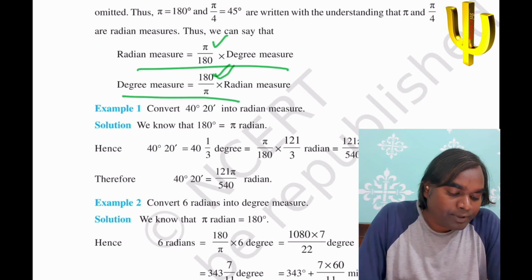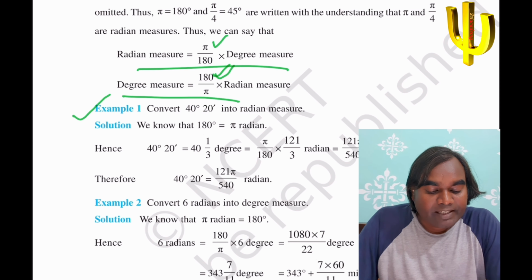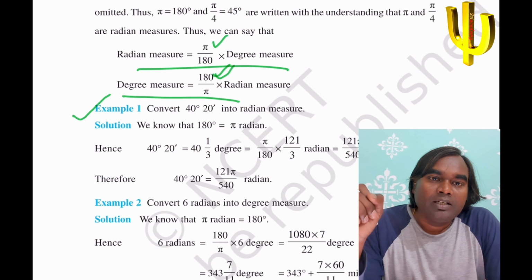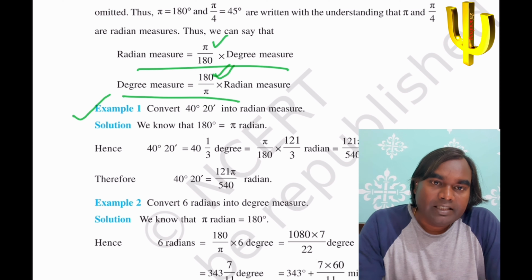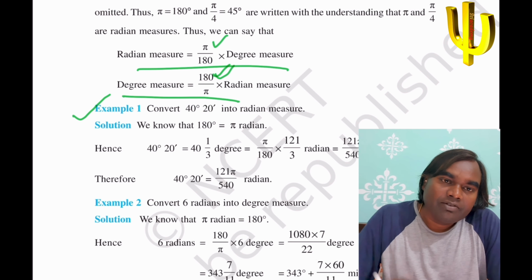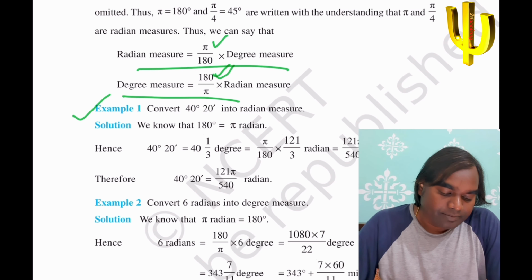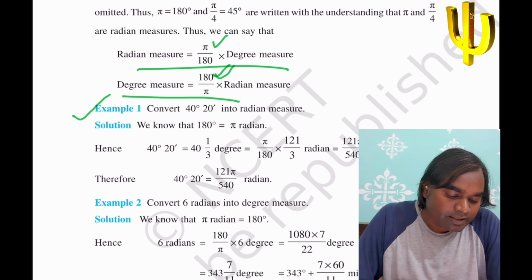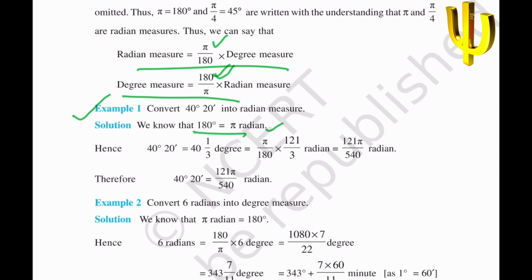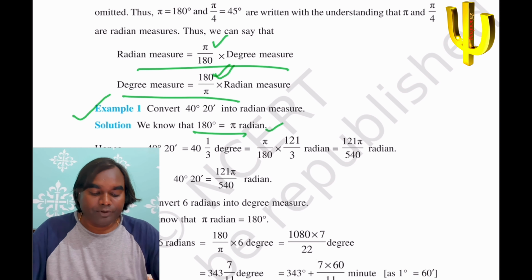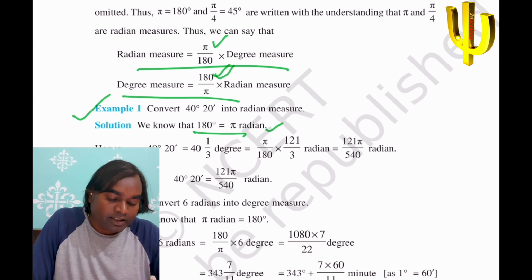So let us take an example. Convert 40 degree 20 minute into radian measure. So we will use the relationship pi radian is equal to 180 degree, and with the help of that we can convert any degree into radian. So let us solve this. 180 degree is equal to pi radian, therefore 40 degree 20 minute can be written as 40 degree plus 20 minutes, that means 1 by 3 degree.